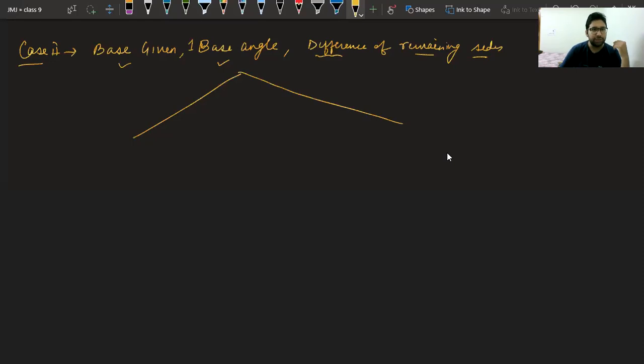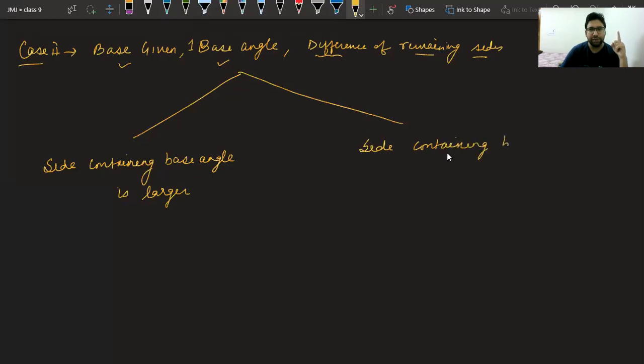The first sub case is when the side containing the base angle is larger. This is the first sub case, and the second sub case is when the side containing the base angle is smaller. Only two cases are possible.